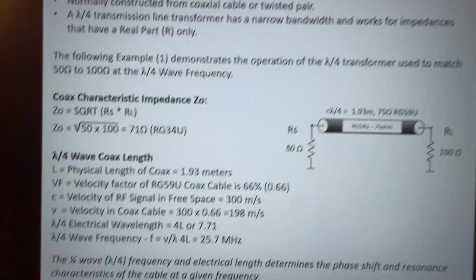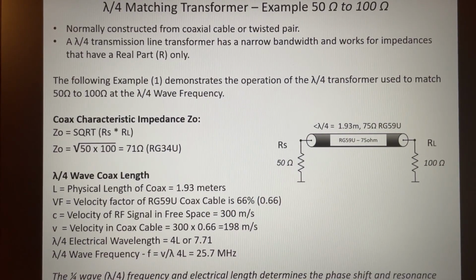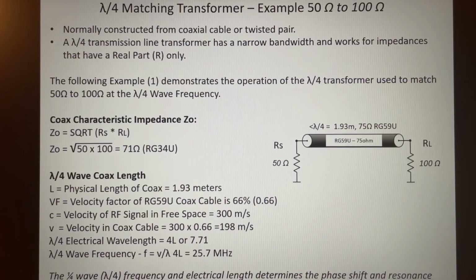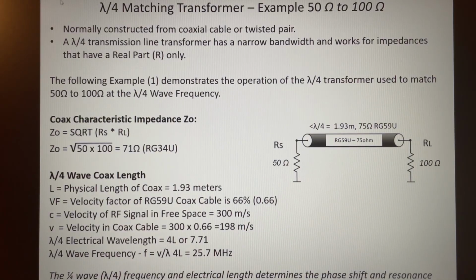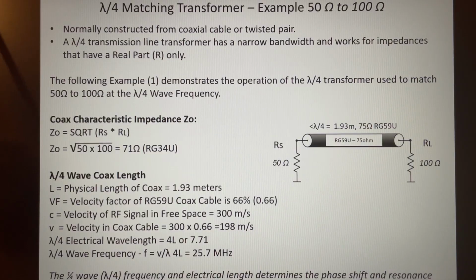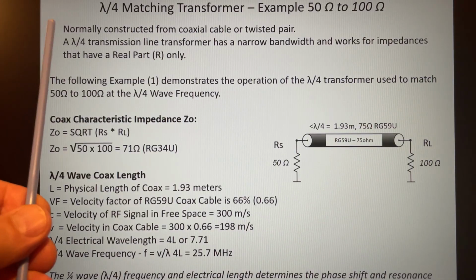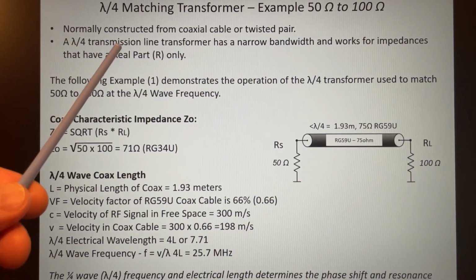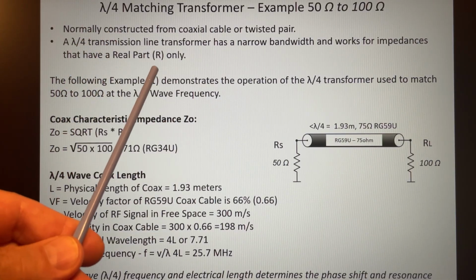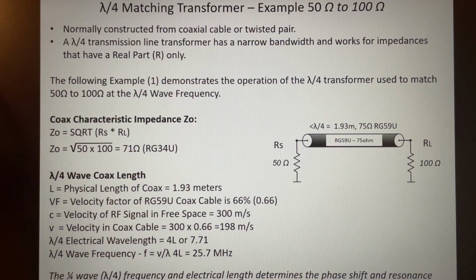I'm going to go back to my presentation, and we'll talk about why we're using a different type of coax with a different impedance. So you can construct these transformers with either coax cable or twisted pair. Okay, and again, we talked about a quarter wave transmission line being good for only the real part, resistive loads, and also having a narrow bandwidth.